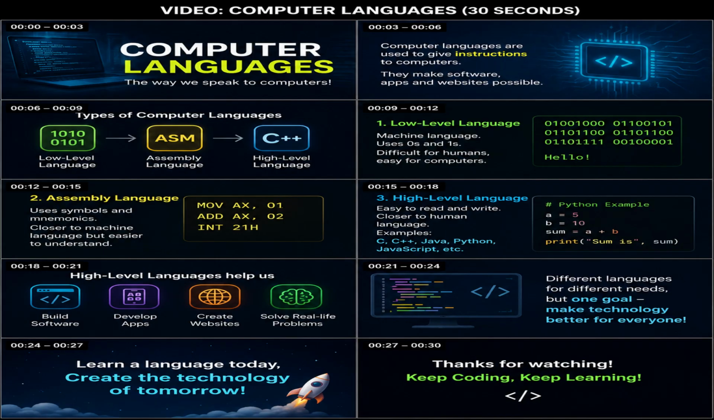Different programming languages are used for different needs. One goal is to make technology better for everyone. So learn the language today, create the technology for tomorrow.